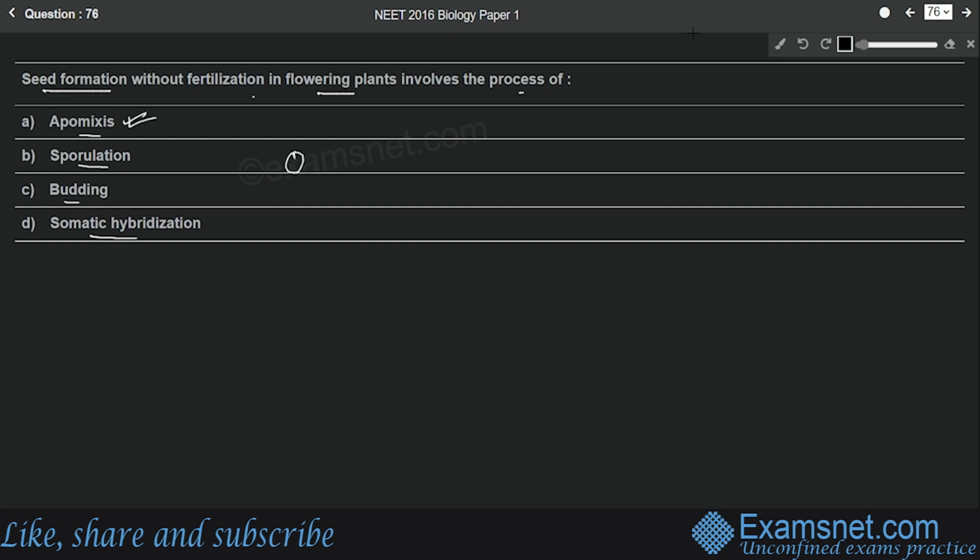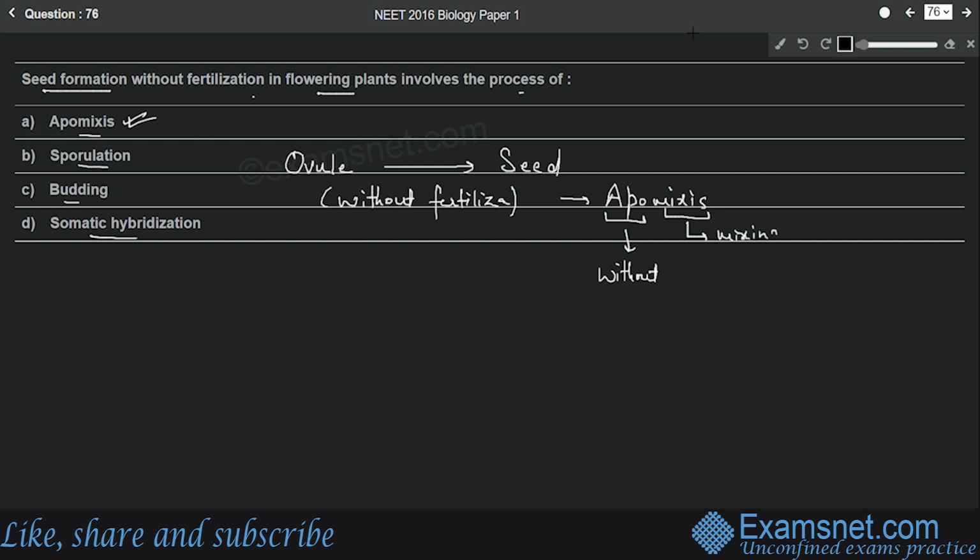Okay, so we know that the ovule in the plant is converted into the seed after getting fertilized. That means after fertilization. But when it happens without fertilization, then it is known as apomixis. Here apo means without, and mixis means mixing. So here we are talking about the mixing of gametes, that is nothing but fertilization. So option A will be the correct answer.